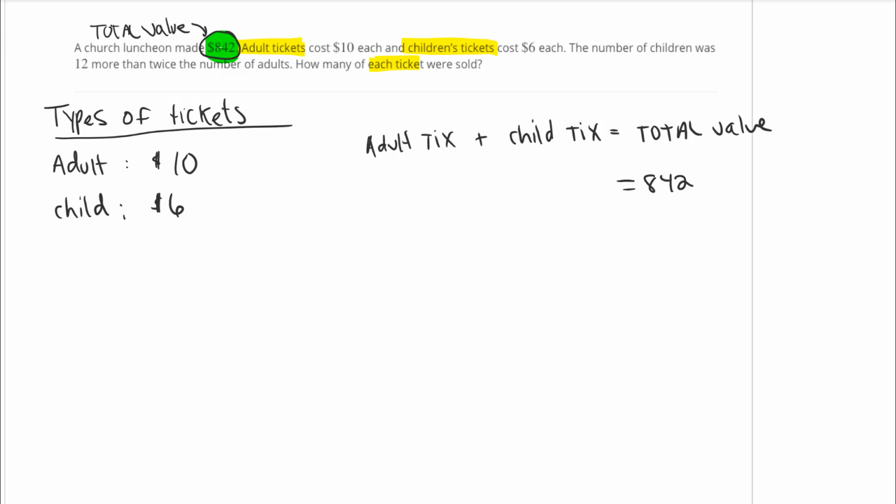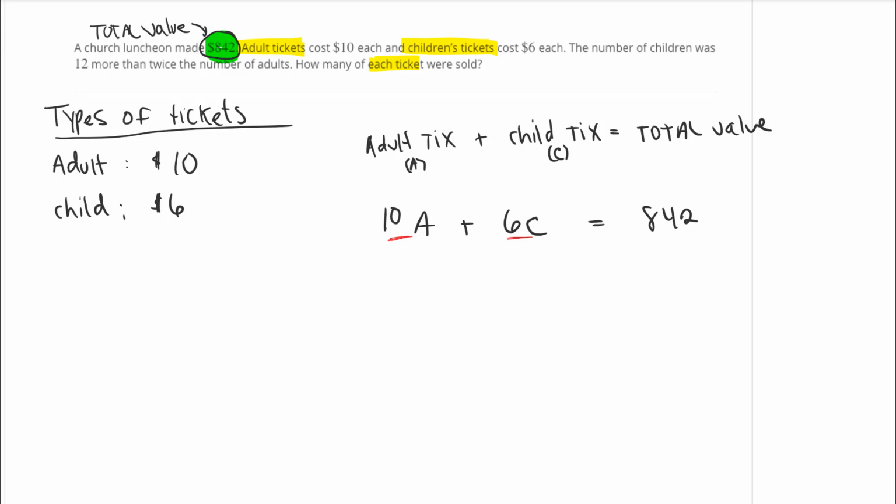So let's think about this. We have my adult tickets. Let's go ahead and call that A. And we have my child tickets, so let's go ahead and call that C. So we have my A plus your C is equal to your 842. Don't forget that we have to put the value out in front. So here the value of each adult ticket was $10. The value of each child ticket was $6.